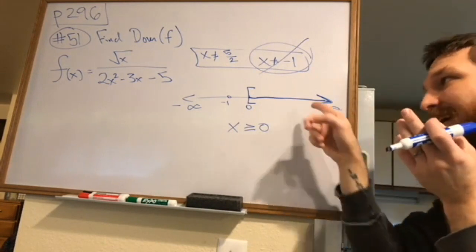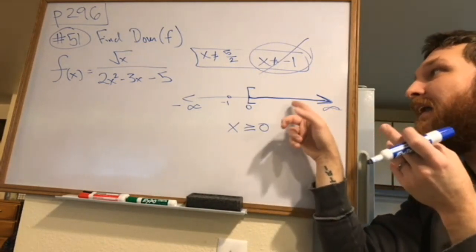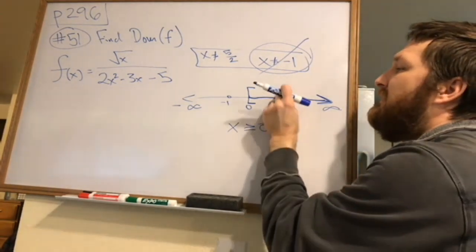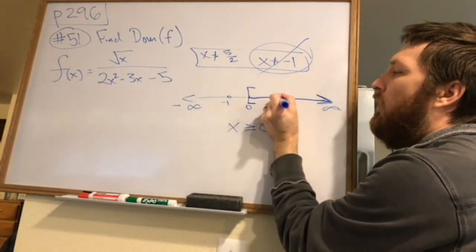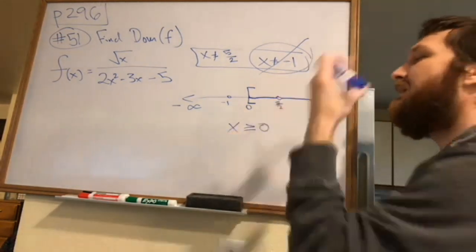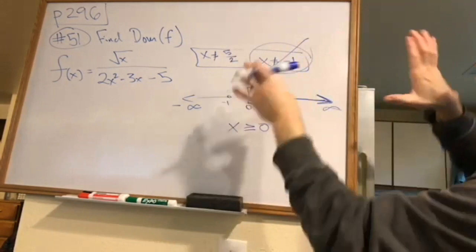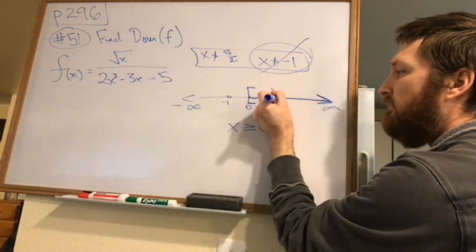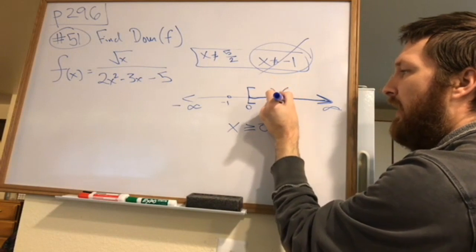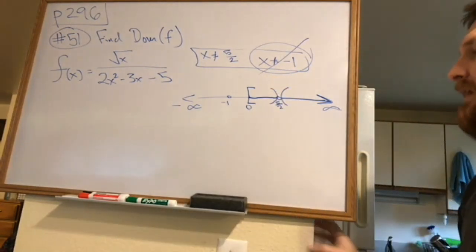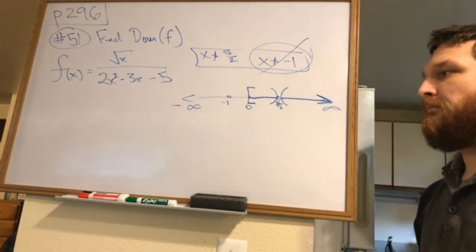But there is a number in here that we cannot have. And what number is that? 5 halves. So we're going to have a hole here at 5 halves. We're going to pull out 5 halves, leaving the open endpoints right there and there. Now, how would I write that as an interval or as a union of intervals?